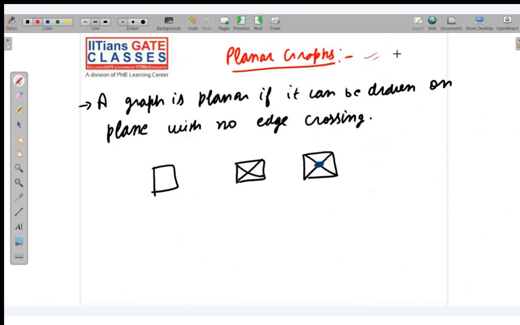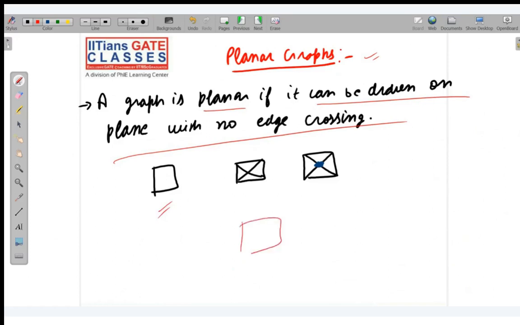What is a planar graph? A graph is planar if it can be drawn on a plane with no edges crossing. There should be no crossover. This is planar for sure. This one you may argue, sir, it is not planar because there is a crossover. No need to worry. You take this edge like this, and it is planar. Now please see this: this is a vertex, so there is no crossover. Don't say there is a crossover, there is not at all.